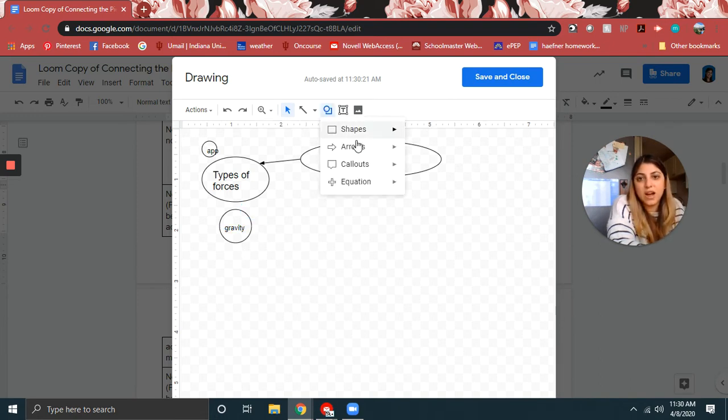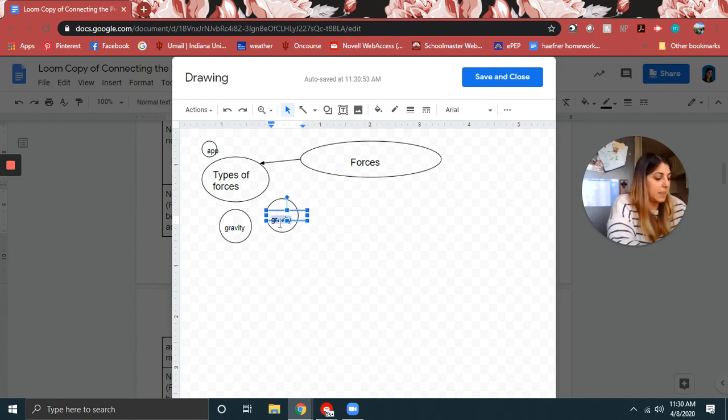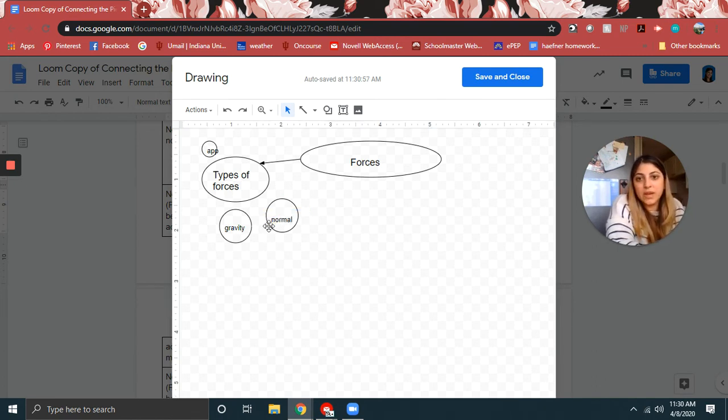And then we have another concept, or hold on, let's do this. Let's take another circle. No, not this circle. Let's just copy and paste that circle. And I'm going to do normal force for this. So we know that these are going to be connected because these are types of forces. So right there, we've got a connection between these two.